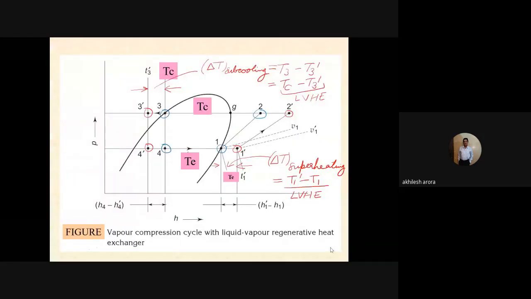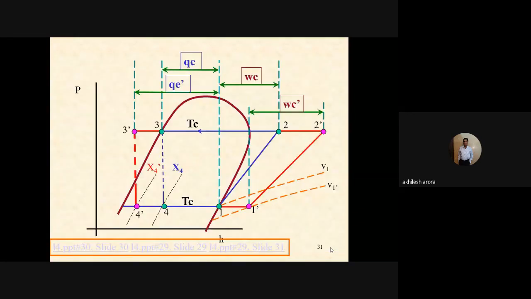Okay. So I hope this is clear to you. So we can proceed now. What is its effect on the performance of the system? So once again, you can see it here. If you go for the original cycle, this is the specific refrigerating effect, and it is shown on the top also. So specific refrigerating effect QE is equal to H1 minus H4.